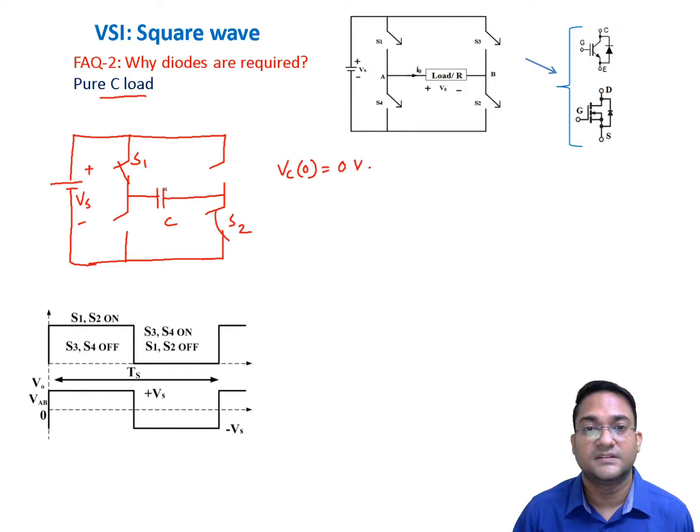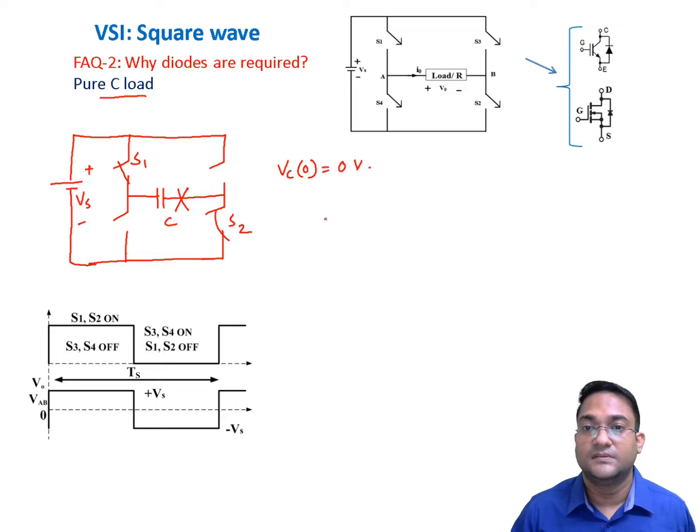and this capacitor C has to charge quickly to Vs in no time, and that will require an infinite amount of current ideally, and that may destroy your switching devices. So that is the reason that two voltage sources having non-equal magnitude should never be connected in parallel, and that's why this kind of ideal or pure capacitive load we should not use in voltage source inverters.